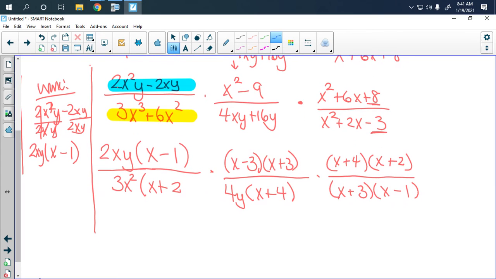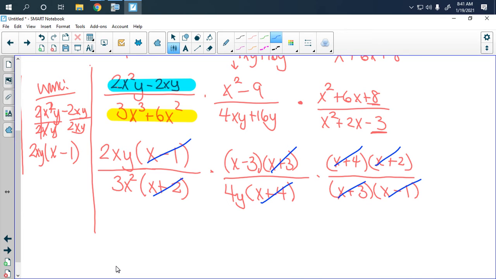So now I see an x minus 1 up here in the first fraction and an x minus 1 all the way at the bottom. Again, in order to cancel, one has to be on the top, one has to be on the bottom. It does not matter which fractions they're in, and they have to be exactly the same. If it's subtraction, they can be in a different order, but if that is the case, you need to take out a negative 1. All right, now we have x minus 3. I don't see any in the denominator. X plus 3, x plus 4, and x plus 2.